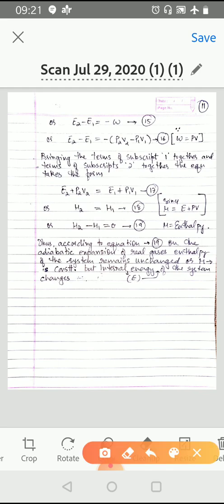Now bringing the terms of subscript 1 together and the terms of subscript 2 together, the equation takes the form E2 plus P2 V2 is equal to E1 plus P1 V1, or H2 is equal to H1, because we know that H is equal to E plus PV. This equation can also be written as H2 minus H1 is equal to 0. Thus, according to equation 19, on the adiabatic expansion of real gases, the enthalpy of the system remains unchanged, or H is constant, but the internal energy of the system changes. That's all for today.